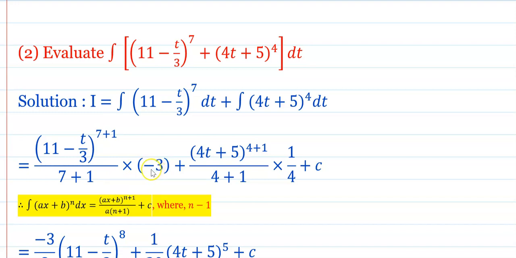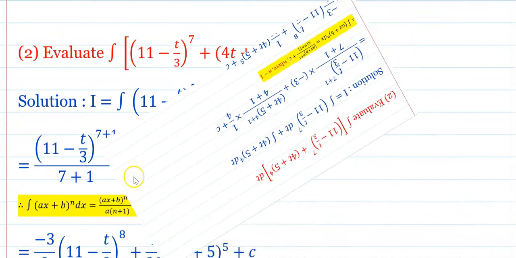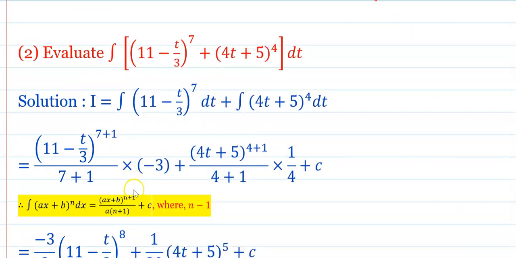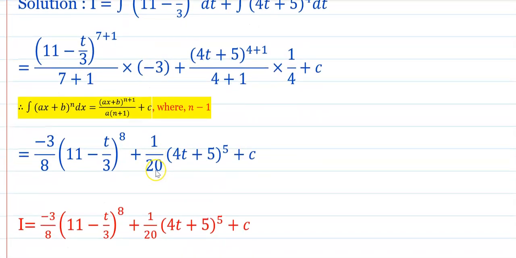And hence the next is the integral of (4t plus 5) to the power 4 dt. Its integral is (4t plus 5) to the power 4 plus 1 upon 4 plus 1 into the coefficient of t. Here it is 1 by 4. Here also the coefficient of t is minus 1 by 3. If we write minus 1 by 3 here, it will become multiply and reciprocal, that is minus 3. Okay. Now next is a simple multiplication.